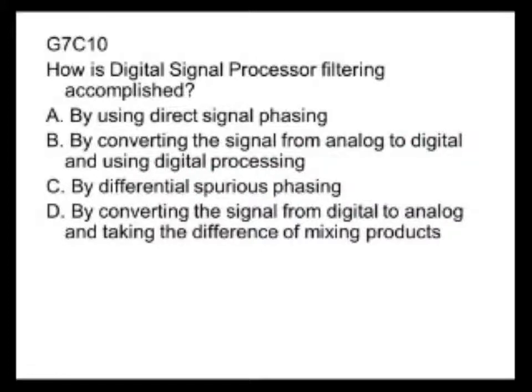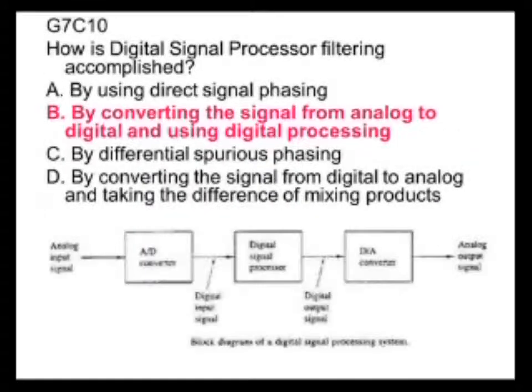How is digital signal processing filtering accomplished? As we just saw, it's done by converting the signal from analog to digital and then using digital processing. And the beauty of the digital processing is that we're doing everything with the ones and zeros, and it can be done mathematically by the way the microprocessors that are involved deal with the elements of the signal.